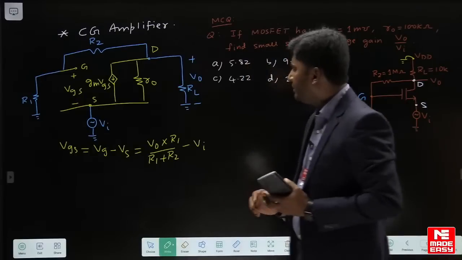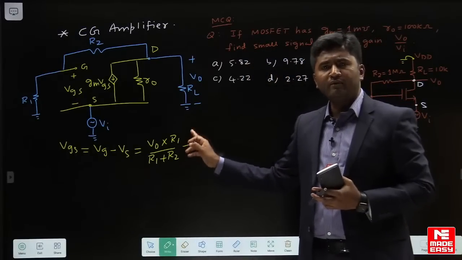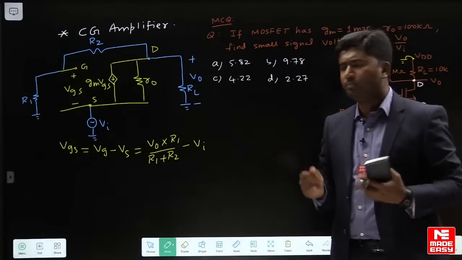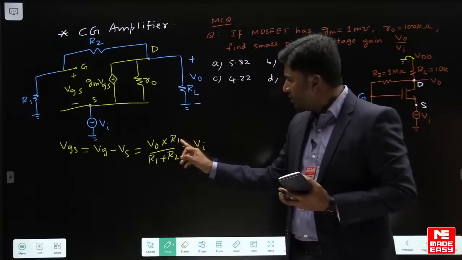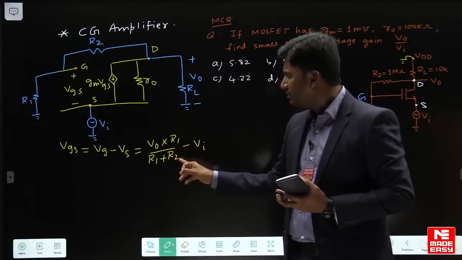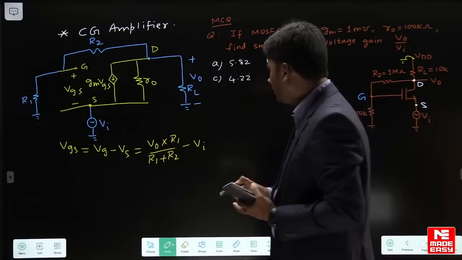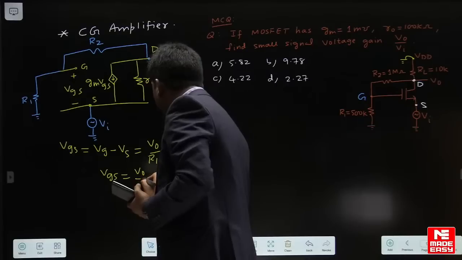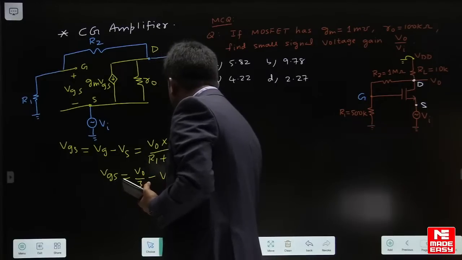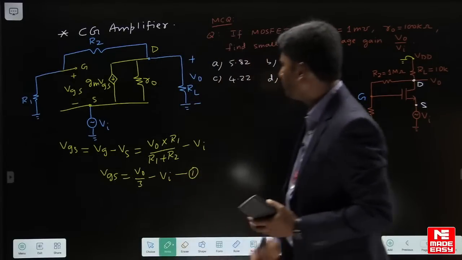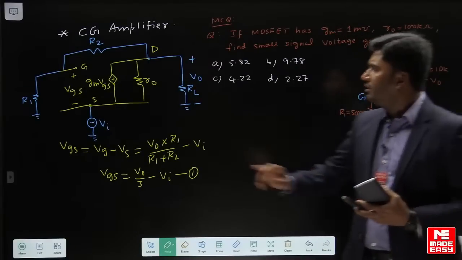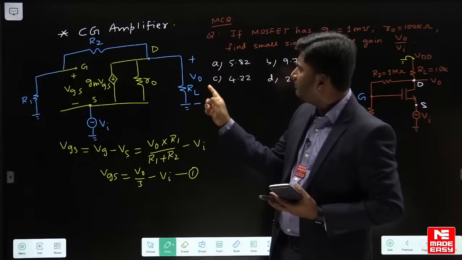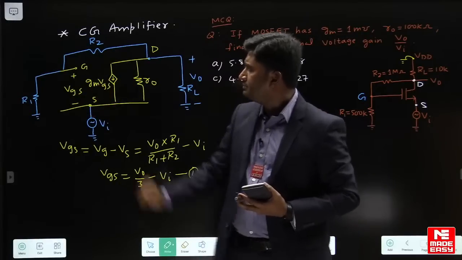Now put the values of R1 and R2 here. R1 is 500K and R2 is 1 mega ohm, that is 1000 kilo ohm. So if you put the values, it becomes 500 divided by 1500, that is V naught upon 3. So this becomes VGS equal to V naught upon 3 minus Vi. Take this as equation 1. I have written the voltage between gate and ground through voltage divider. This V naught will divide between R2 and R1.